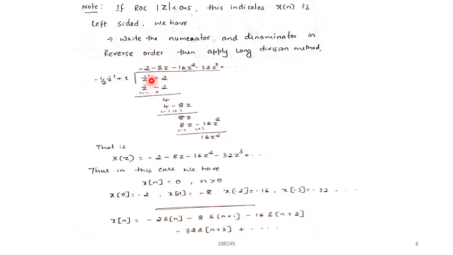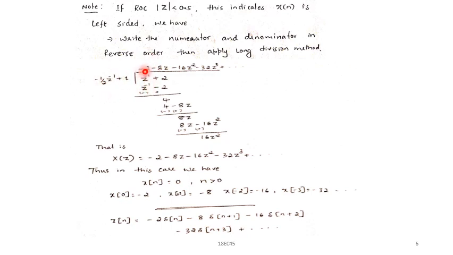This z inverse plus 2. Earlier it was 2 plus z inverse. I write z inverse plus 2, and the denominator I write minus 1 by 2 z inverse plus 1. So I need to cancel this term z inverse by using this divisor.